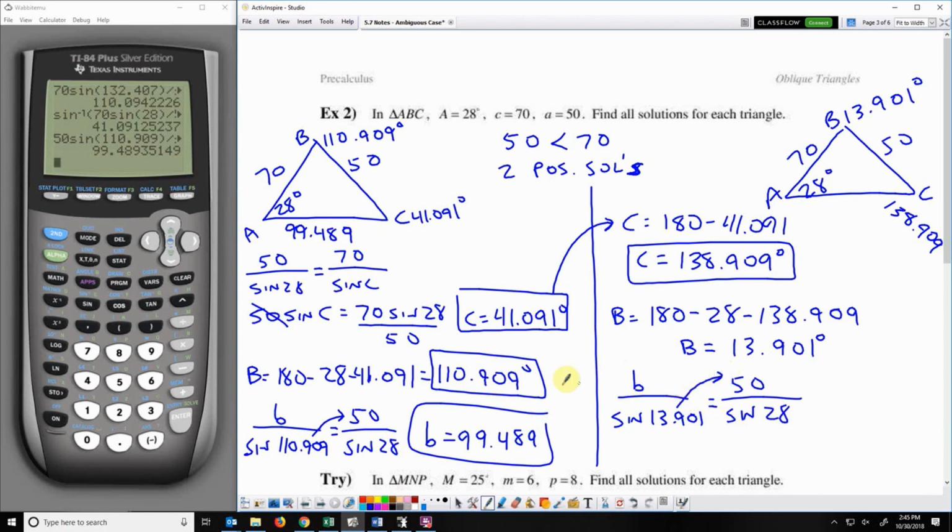So I multiply that across. So I'm doing 50 times sine 13.901 divided by sine 28. 25.587. So I've got all three angles and all three sides for this option. Okay, so there are two possible solution sets for that triangle.